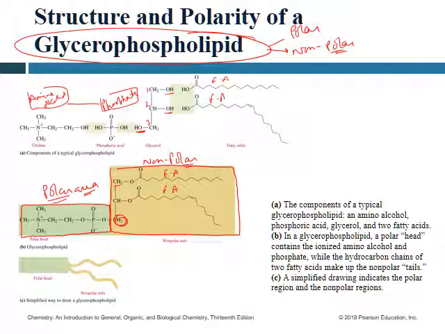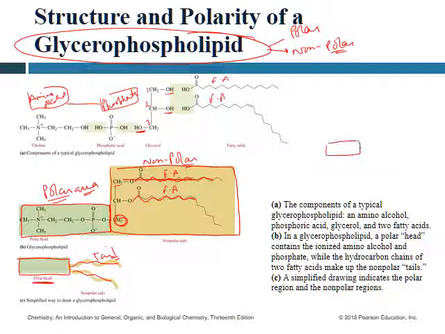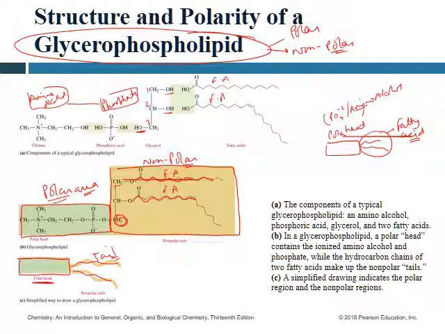This polar area we usually draw like a head, and these 2 fatty acid chains we draw like a tail. So this is the structure of glycerophospholipid. If you see something drawn like this, it means a polar head made up of phosphate and amino alcohol, and the 2 tails are made of fatty acid, right? So this is polar, this is non-polar.